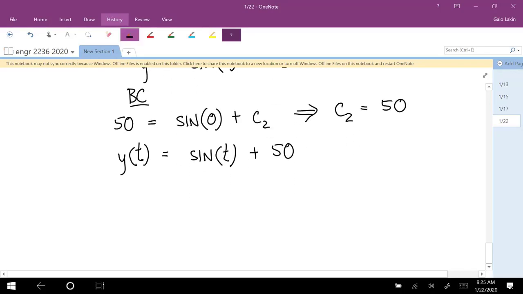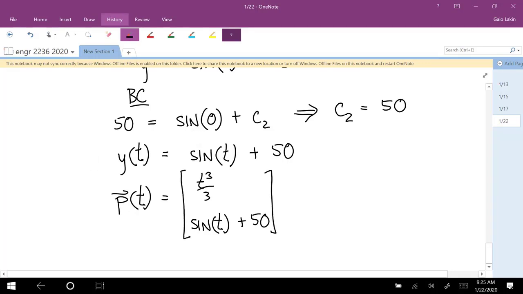And so then put these two together, you know, the position vector as a function of time is x component, t cubed over 3, y component, sine of t plus 50. And so now plug in any value of time and it'll give you the position vector, which you can also just think of as the coordinates of the object at that instant.